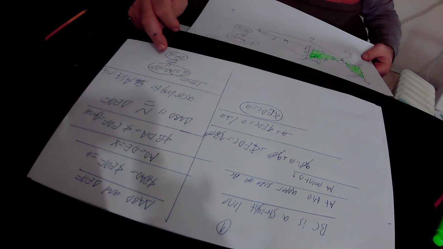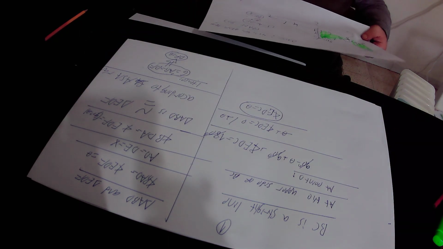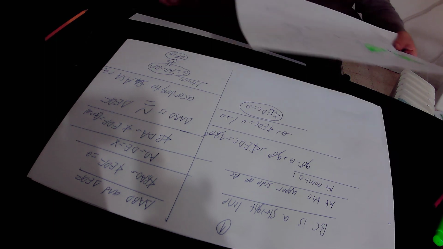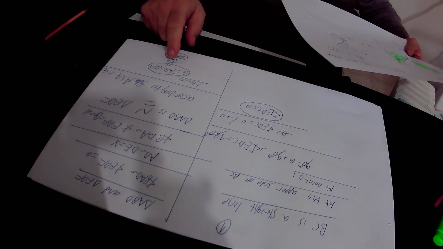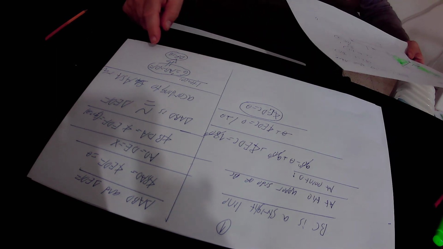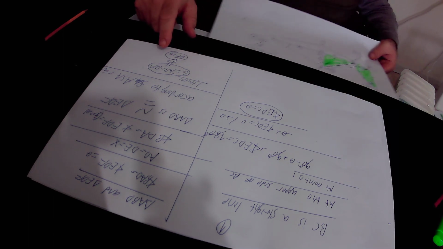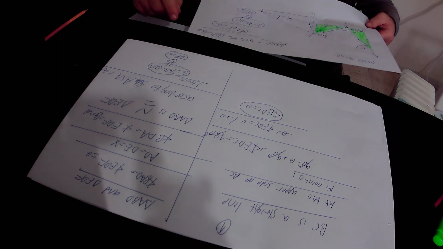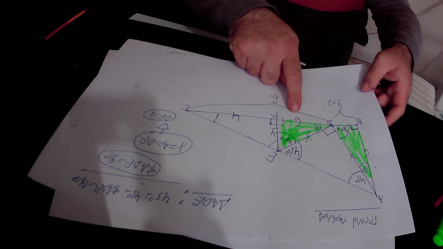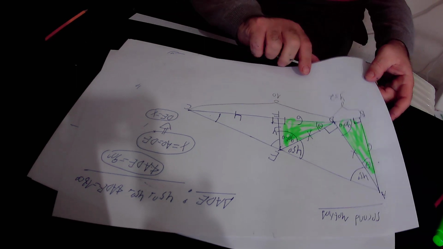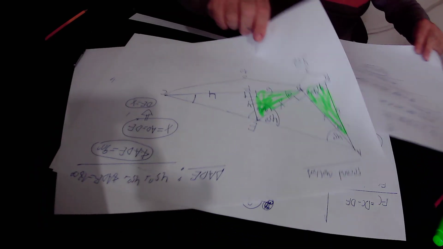AB is equal to DF according to the rule that corresponding sides of congruent triangles are equal to each other. But AB equals 6 according to what is given. So from this equation, 6 equals AB equals DF, we conclude that DF is also equal to 6.